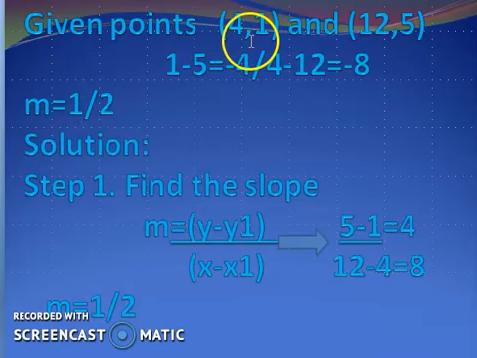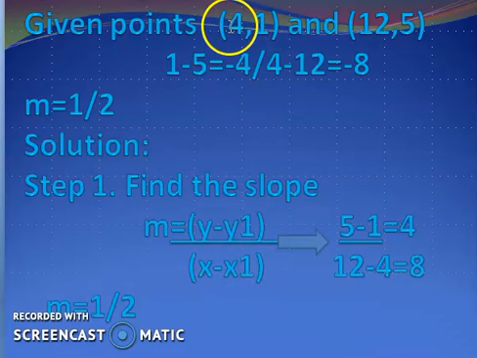So the given points are (4, 1) and (12, 5). These are the coordinates of x and y. In one point, if you assign this as your x, the other is y. And in the other point, if you assign this as your x sub 1, then its pair is y sub 1. So to find the slope, we need the difference between y and y sub 1 divided by the difference between x and x sub 1.